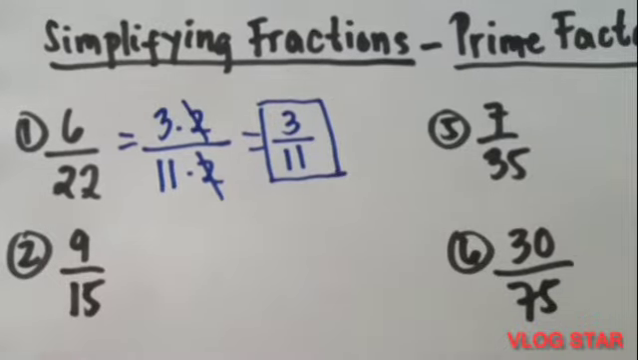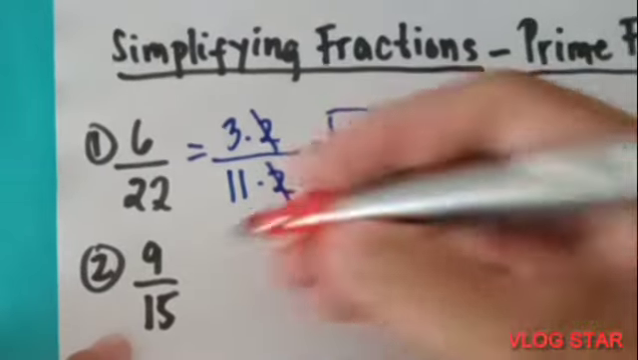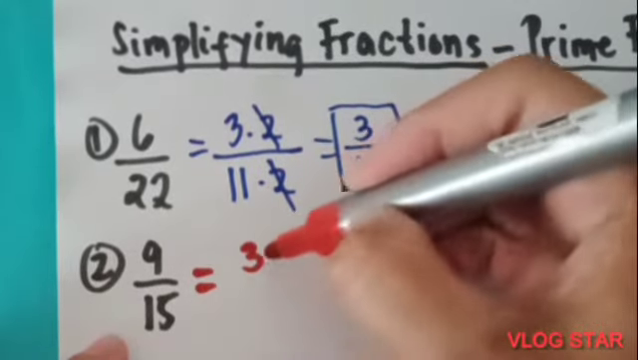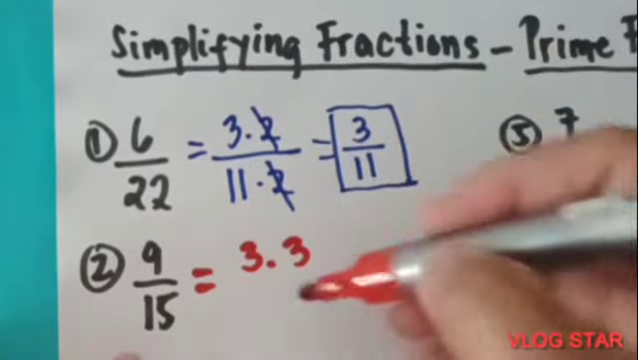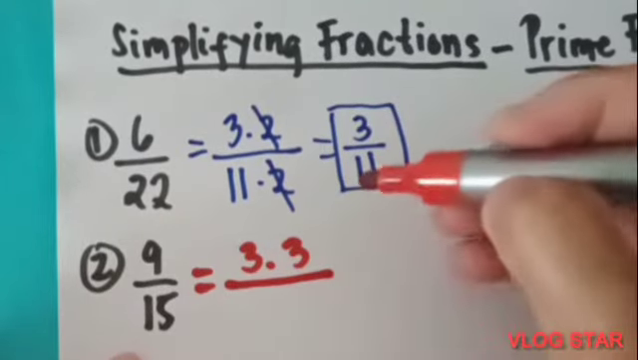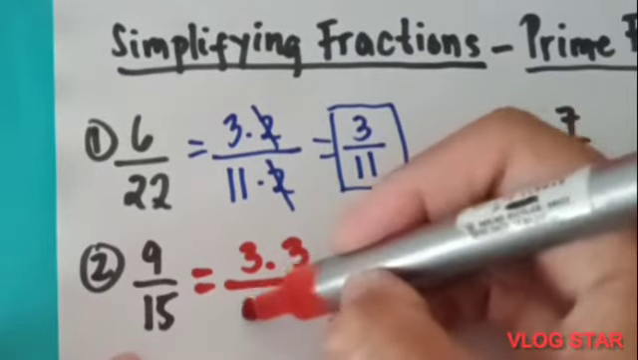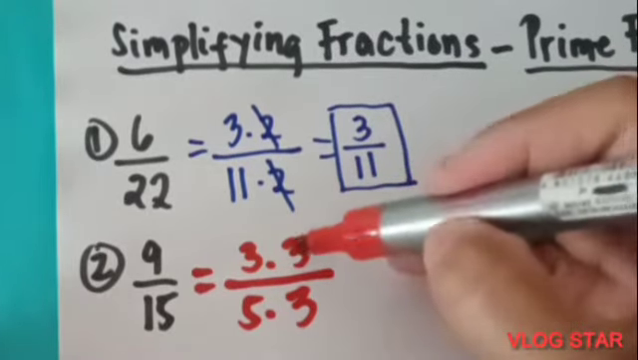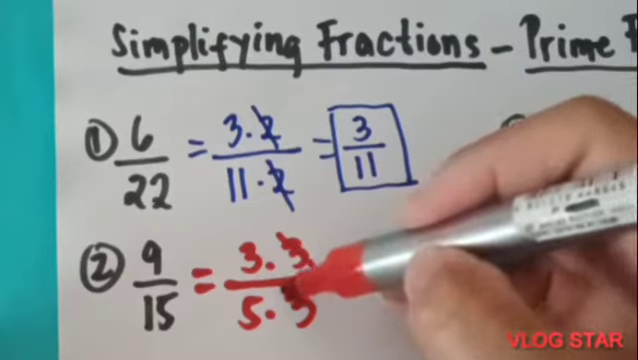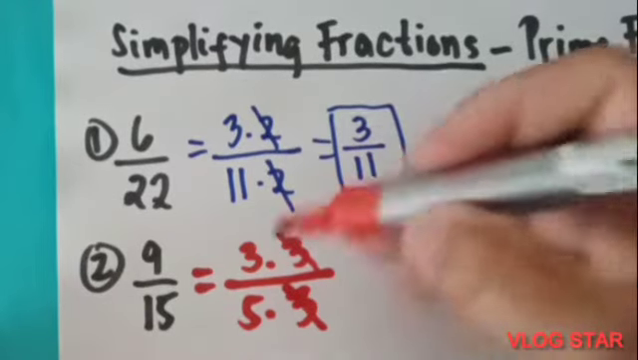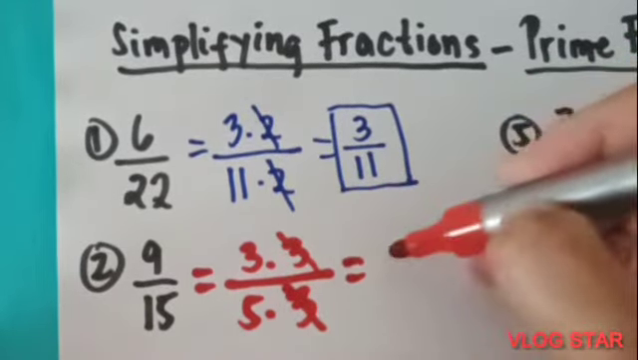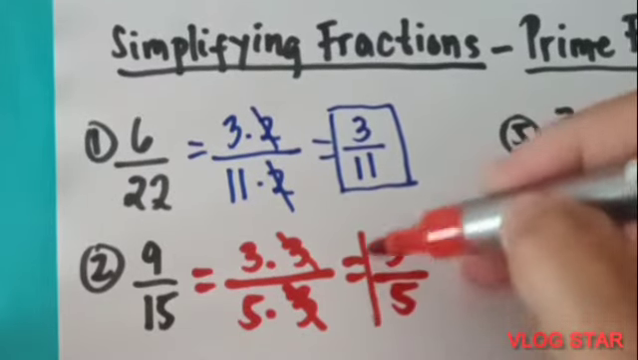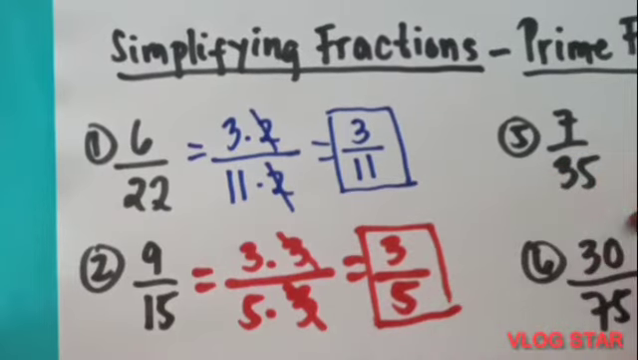Sumunod, sa example number 2 naman ay mayroon tayong 9/15. So, ang factor ng 9 ay 3 and 3. Ang 15 naman ay 5 and 3. So, cancel ang isang 3 sa taas, cancel sa baba ang 3. So, ang natira ay 3/5. So, ang tamang sagot ay 3/5.